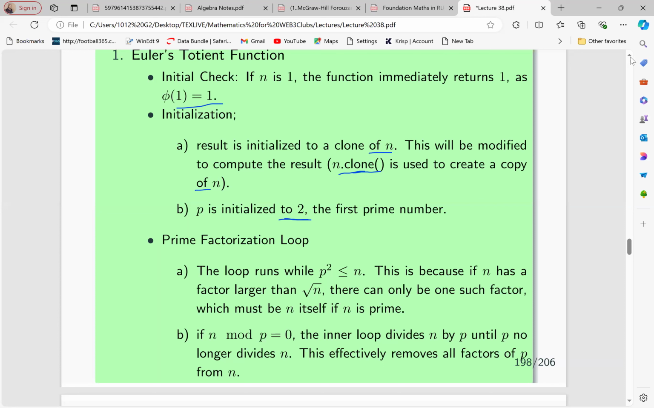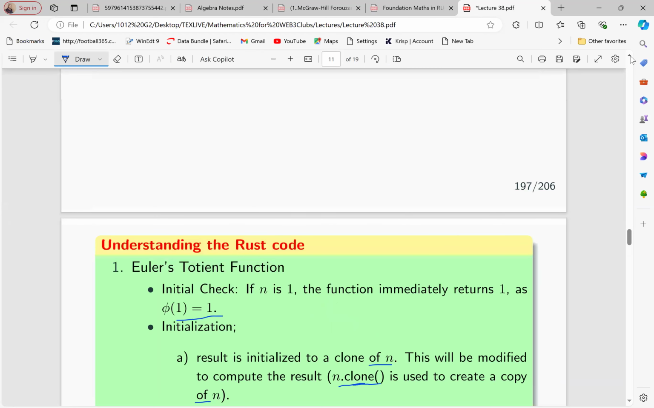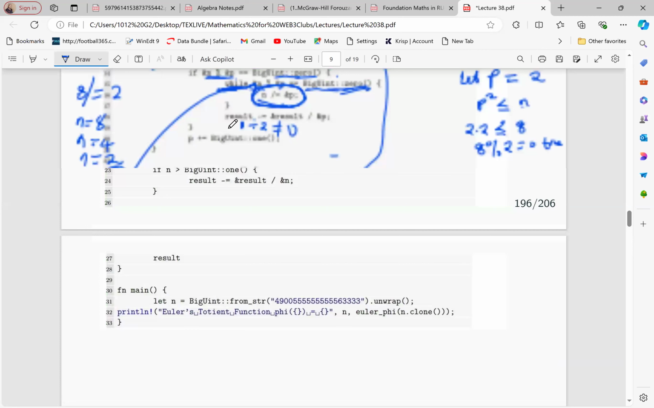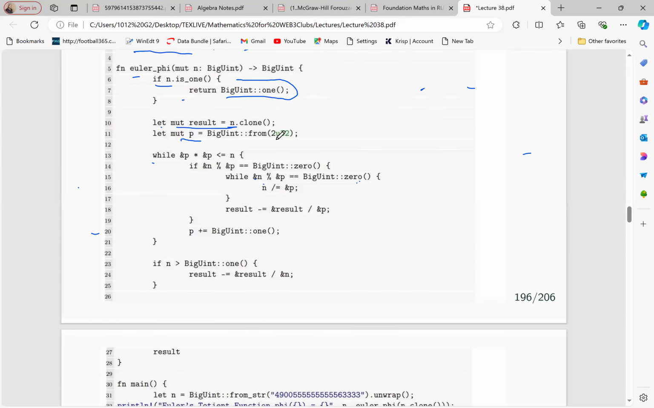Then let's go back and see what it says. Yes, we've made n our first result. And then we made p to be 2. And this 2 I've said is u32.